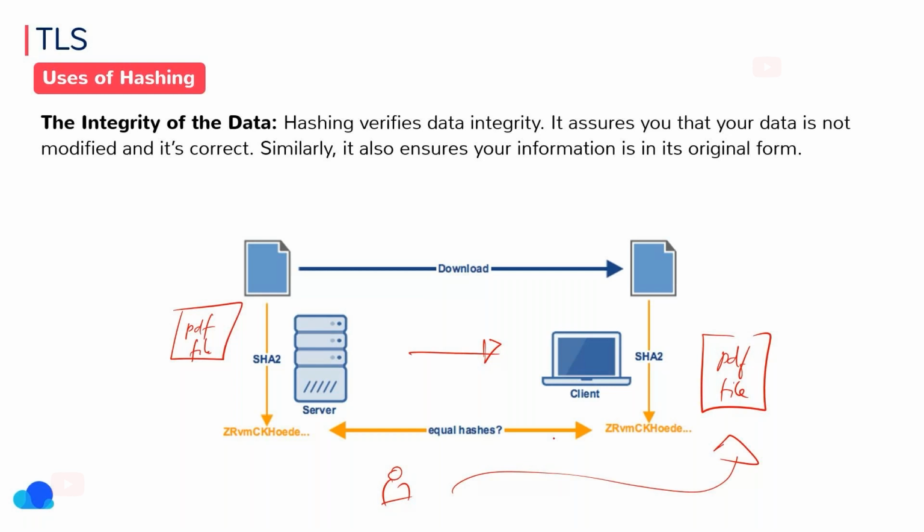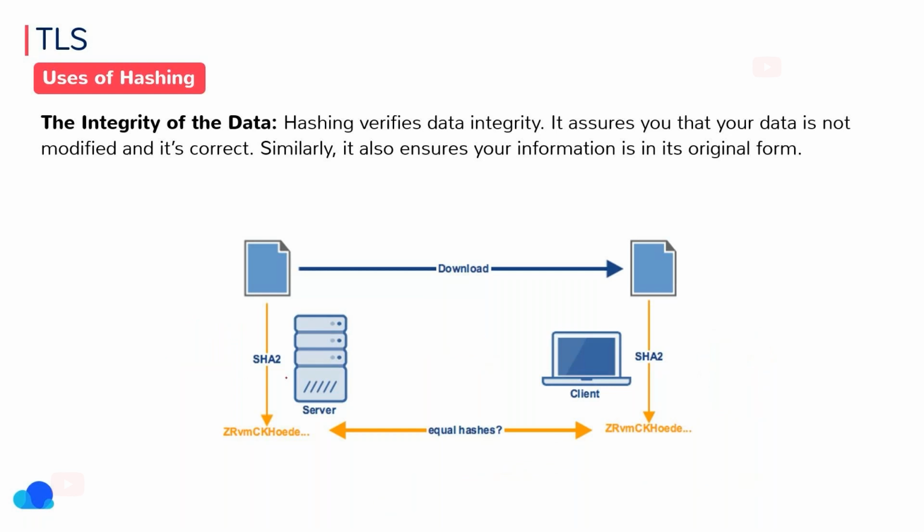So here, what the server does is, when it hosts that file, let's say some PDF file, it also maintains the hash value. This hash value is calculated according to the content in this PDF file. So this hash value is 123.